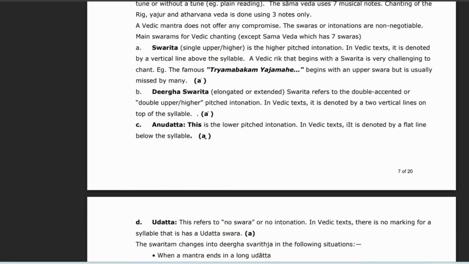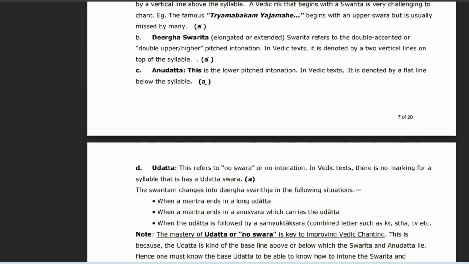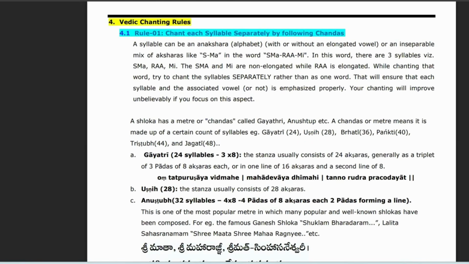Next one, we are going to 4. So rule number 1, there are rules here. Rule number 1 is each syllable has to be chanted. We call this syllable chanting. Make sure that every syllable is pronounced and chanted correctly. Every shloka has a meter, as we discussed before. So make sure we are not skipping any of the syllables. Otherwise, the meter changes because of that.